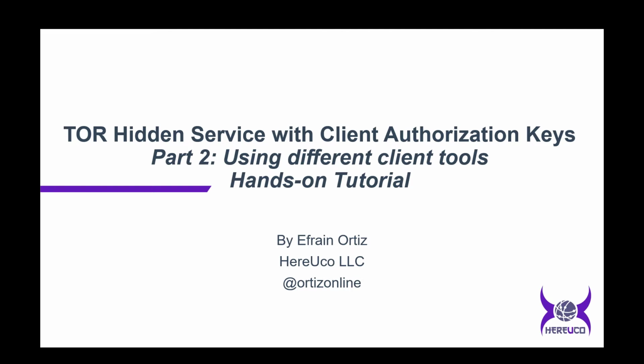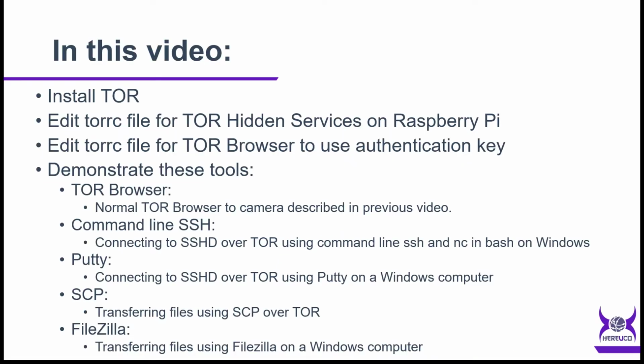I'm with Hiyuko LLC, and this is part 2 of the TOR Hidden Services with Client Authorization Keys, where I demonstrate different client tools hands-on. I'm going to show installing TOR on a Raspberry Pi, editing the torrc file on the Raspberry Pi, editing the torrc file on the TOR Browser on a Windows 10 system, and then demonstrate these tools: TOR Browser, command line SSH over TOR, Putty over TOR, SCP over TOR, and FileZilla over TOR.